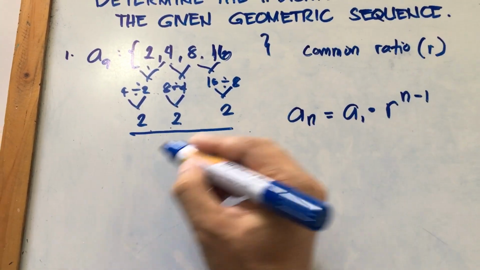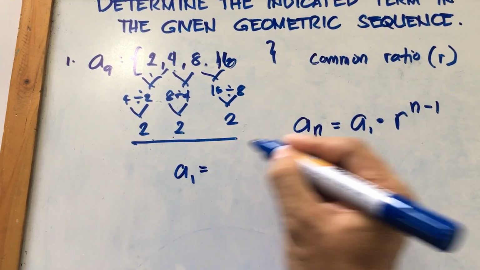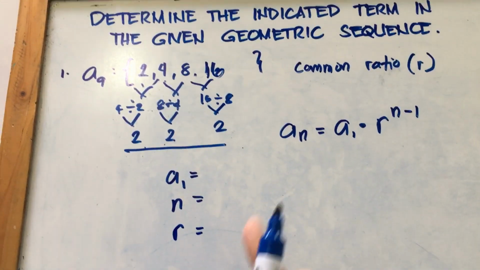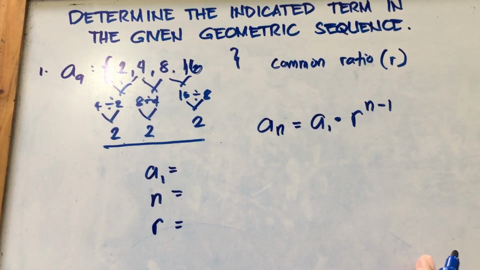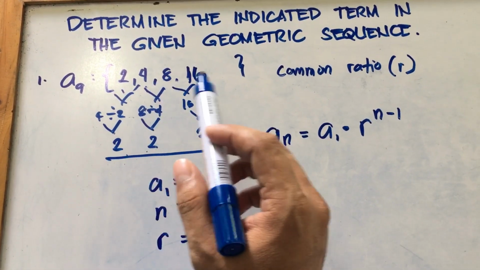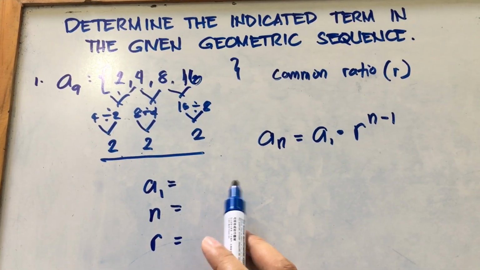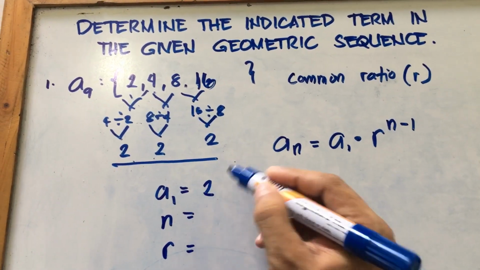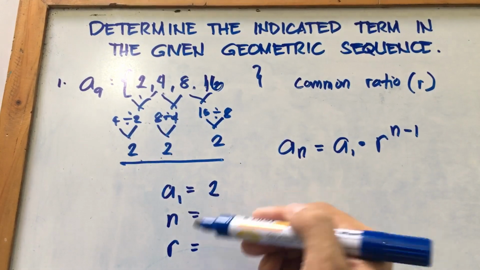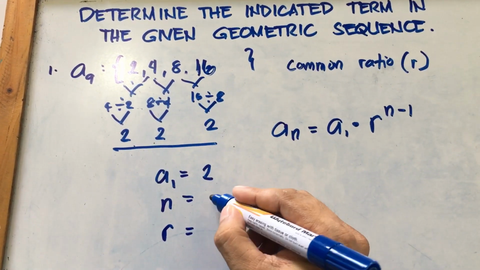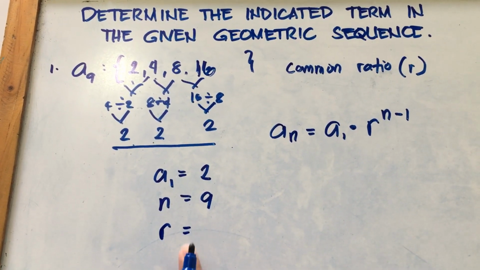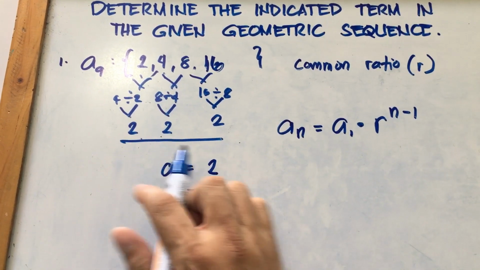As usual, we need to find a sub 1, n, and r, since this is already a geometric sequence. a sub 1 is the first term of our given sequence, 2, 4, 8, and 16. What is our first term? That is automatically 2. Your n is the specific term that you are looking for, which is a sub 9, the ninth term. That's why n is 9. Your r, the common ratio, is 2.